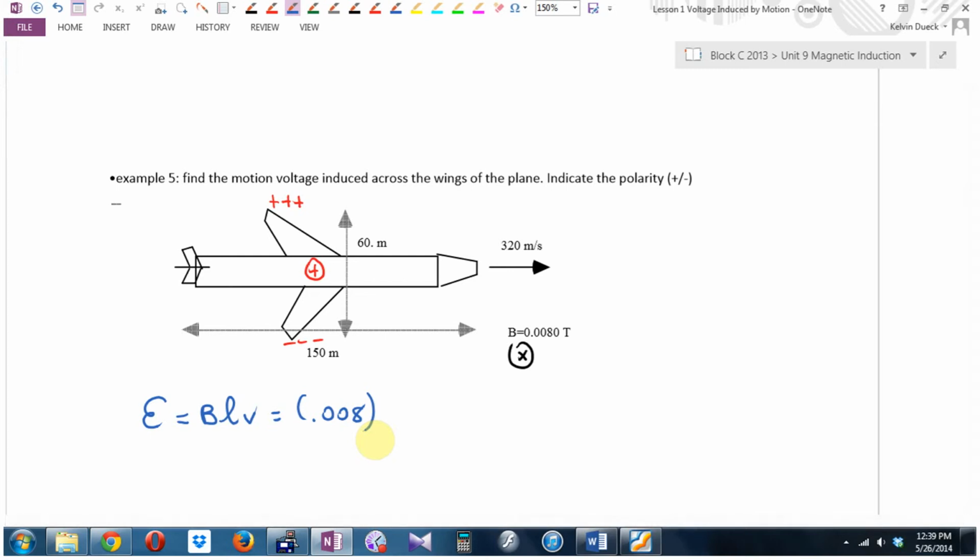Which length am I going to use? The 60 or the 150? Why not the 150? That's in the same direction as the motion of voltage. Technically, you won't be separating charges here and here. What you will be is separating charges across here. So I'm going to use the 60. Oh, V, 320. How many volts?